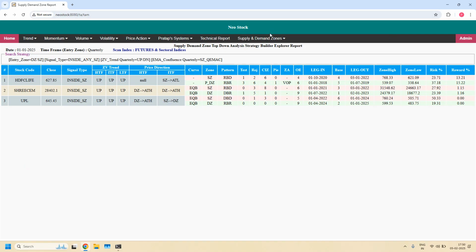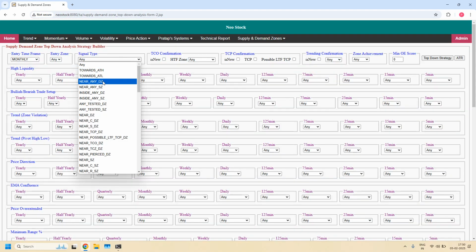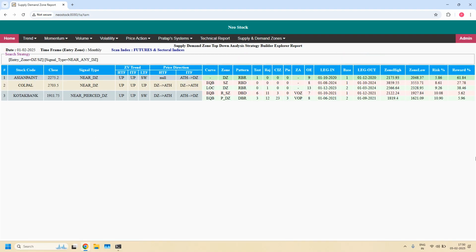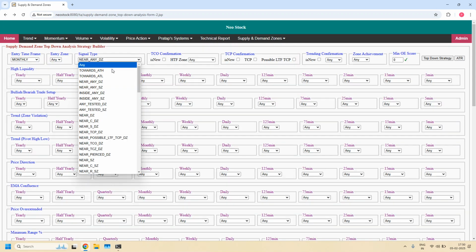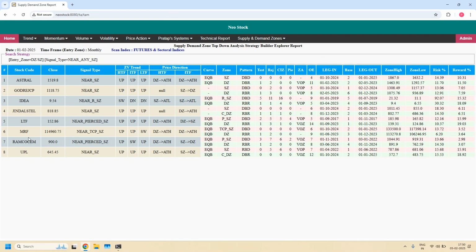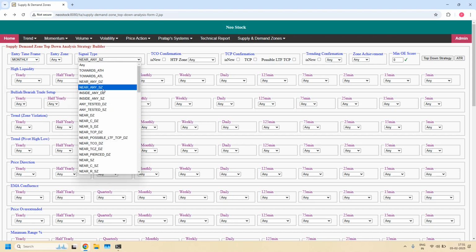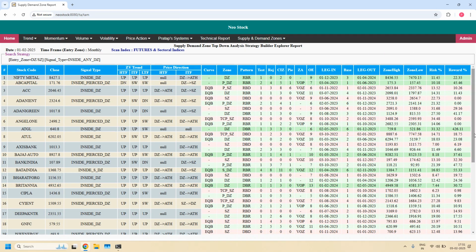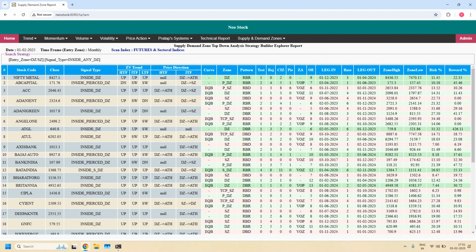Okay, next time frame is monthly. Stocks near monthly demand zone. We got 3 stocks. Next, monthly time frame. Stocks near monthly supply zone. We got 8 stocks. Next, monthly time frame. Price closed inside the monthly demand zone. We got 35 stocks. So first 18 stocks in the list.